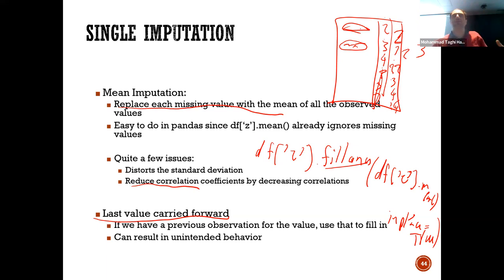But if it is just some random order of this data, then doing this essentially may distort your data and may cause some unintended behavior. Good? So that's something that you need to be careful about, essentially. But these are the 2 things, like a mean or the last value.